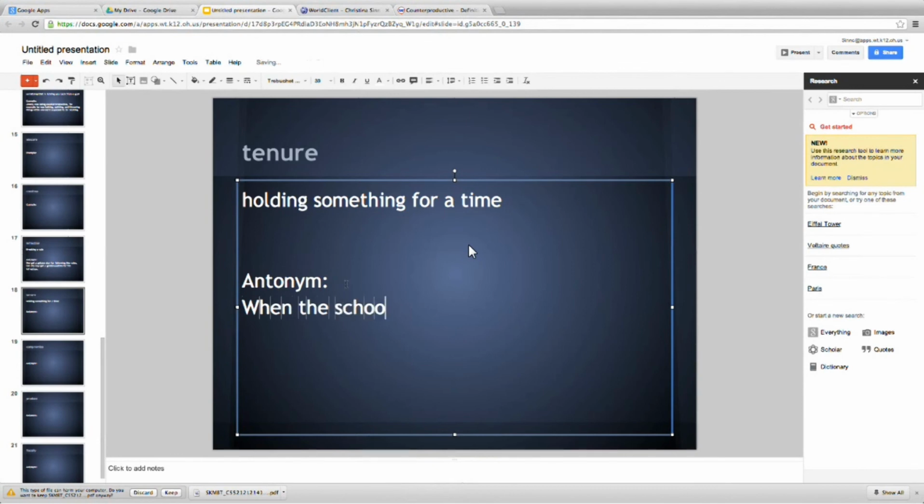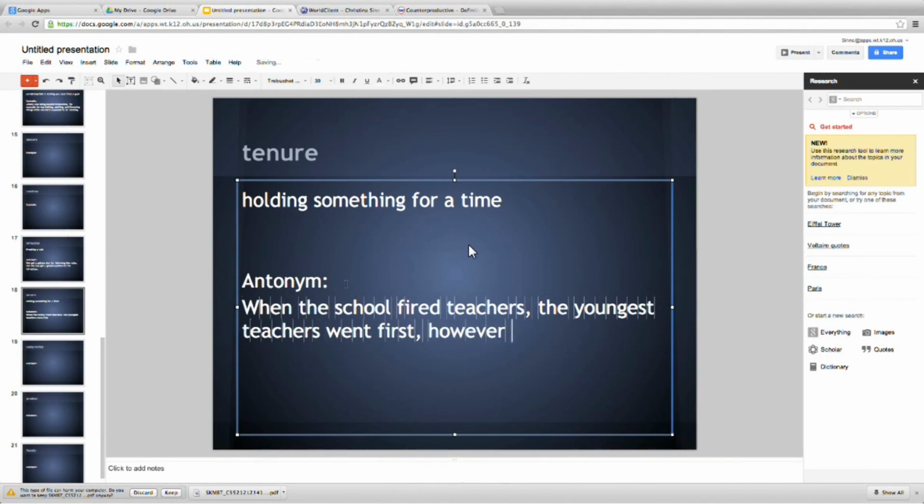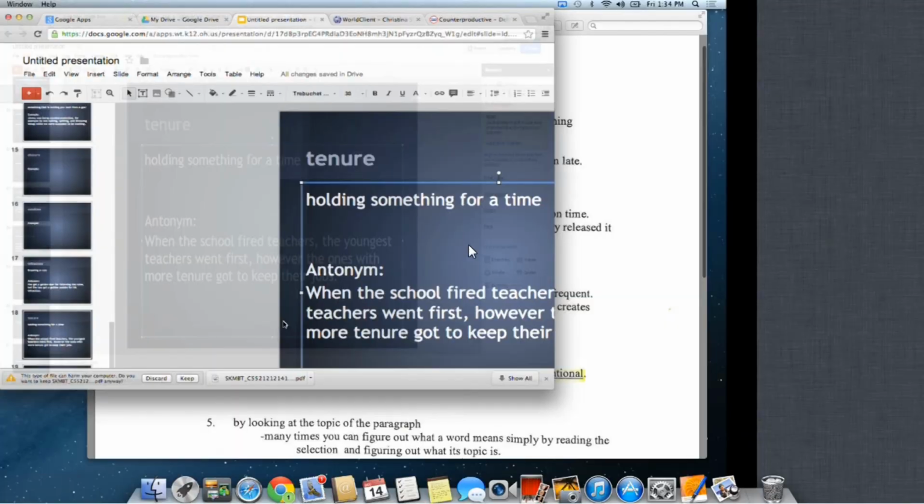Let's do this. When the school fired teachers, the youngest teachers went first. However, the ones with more experience, tenure, got to keep their jobs. Does that make sense? The ones who hadn't worked very long got fired, but the ones who had tenure got to keep their jobs.